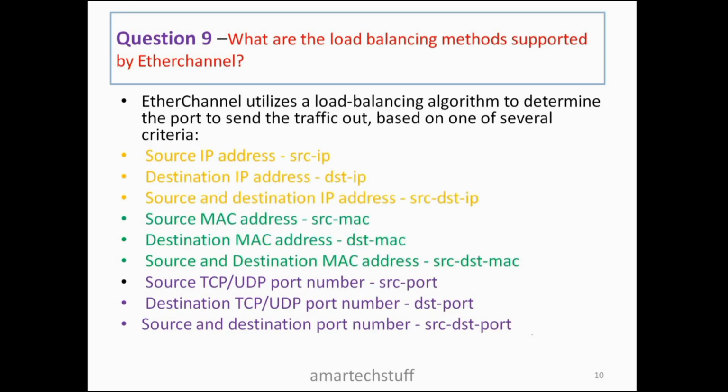What are the load balancing methods supported by EtherChannel? There are multiple load balancing methods supported by EtherChannel, and they're very easy to remember. These are the 9 methods which I have mentioned over here. Source IP, destination IP, then the combination of source and destination IP. Source MAC address, destination MAC address, and the combination of source and destination MAC address. Source port number, destination port number, and the combination of source and destination port number. So these are the load balancing mechanisms which are supported by EtherChannel.